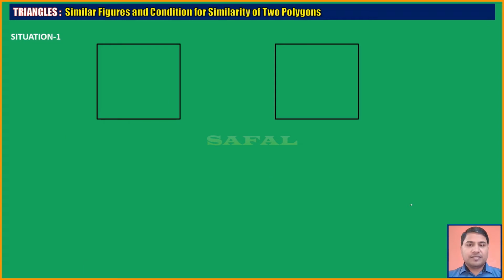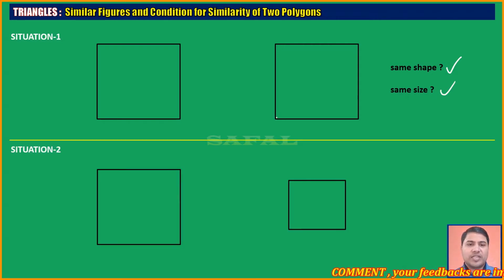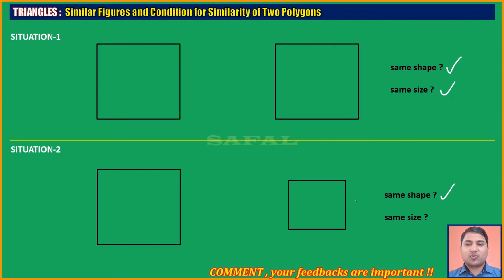Okay. Let's take another situation. Now here I have taken two squares. If I'm asking the same question, are they of same shape? Both are squares, you will say yes. Are they of same size? Again yes. If I take the second situation and ask the same two questions, for shape the answer is yes because both are squares. And for same size, your answer will be no because this square has a bigger side as compared to this square.